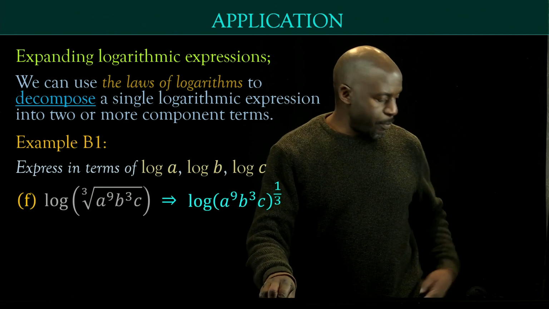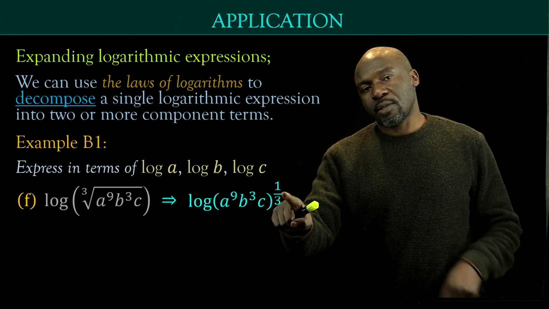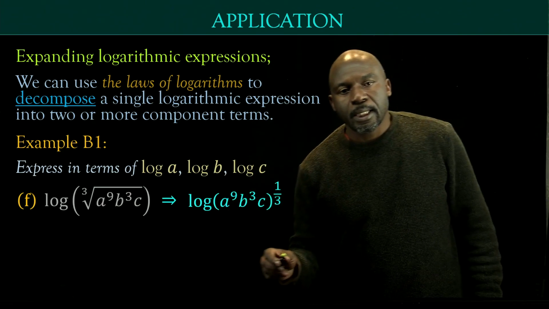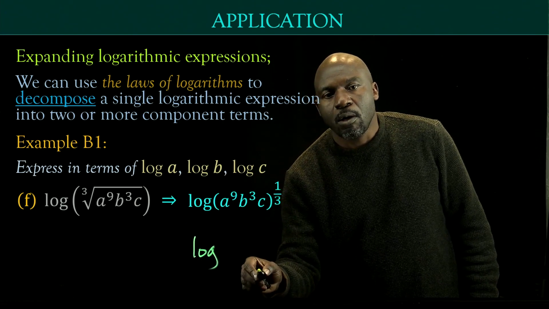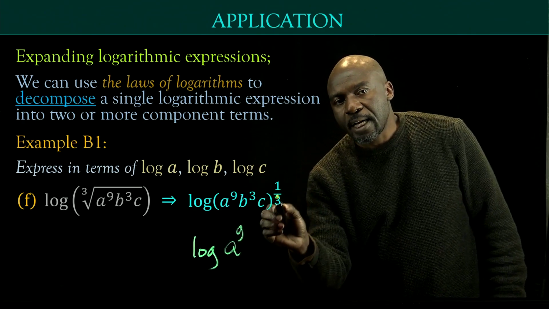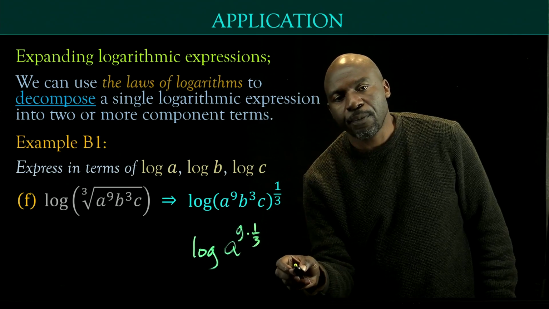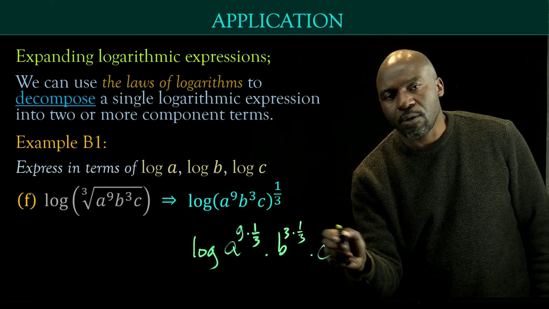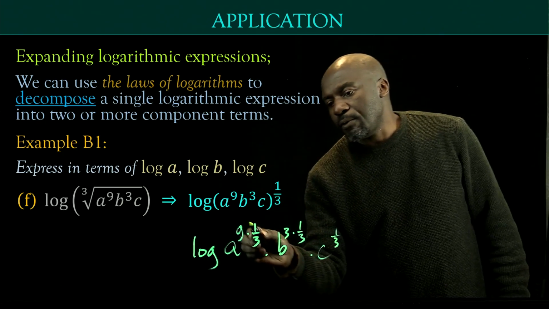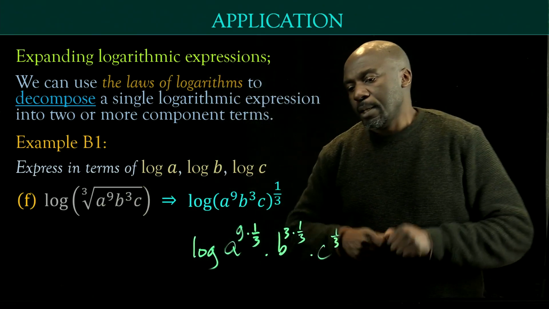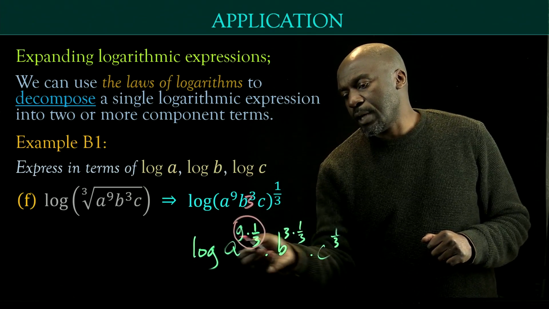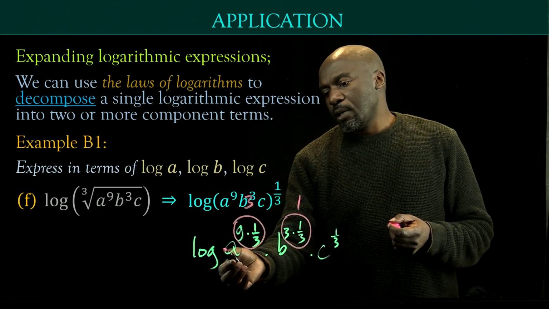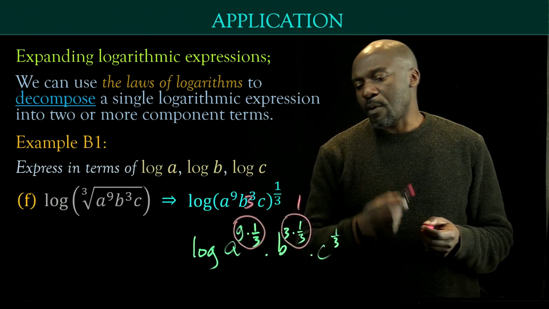And now we know that when we expand, if we get rid of that bracket, in other words, we expand the power of a third, it is distributed to each of those letters A, B, and C. For example, this is going to be log of A to the power 9, but 9 is also multiplied by a third. B is to the power of 3, so we multiply by a third. And C is to the power of 1, so this is just going to be a third. So we end up with log of A power 3, B power 1, and C power a third. B power 1 is just B.